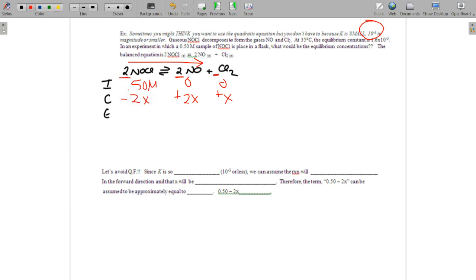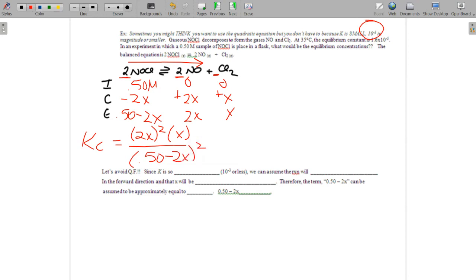Now, what we're going to do is say that this is 0.50 minus 2x, this is 2x, and this is x. And so when we're writing out our K equation, and in this case, because it's molarity, this is Kc, equals 2x squared times x all over 0.50 minus 2x squared. Now, when we combine like terms, 2x squared is 4x squared and times x, that makes this 4x cubed. And this is 0.50 minus 2x squared.